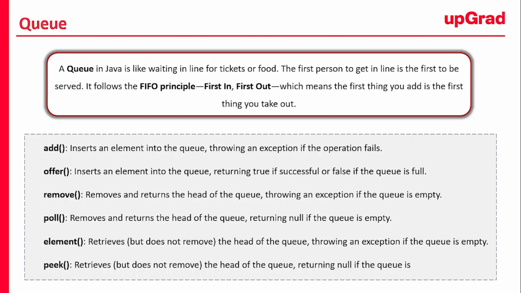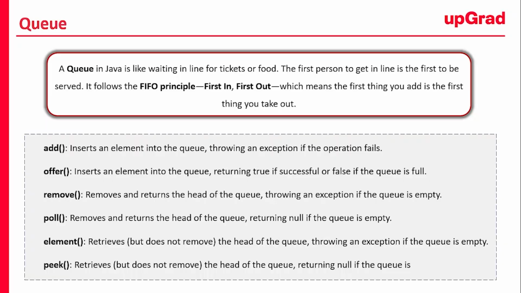But here the new one is offer. So as we can see, we have offer. Offer basically inserts an element into the queue, returning true if successful or false if the queue is full. All right. Simple as that. Basic English we have written, so you can also understand what I've just said. All right. To make you understand it in a better way, let's have a look with the help of an example.